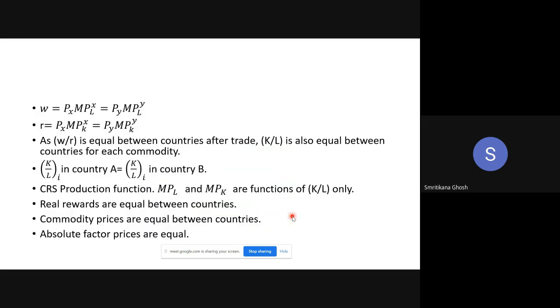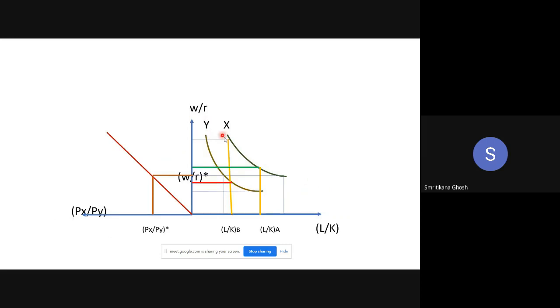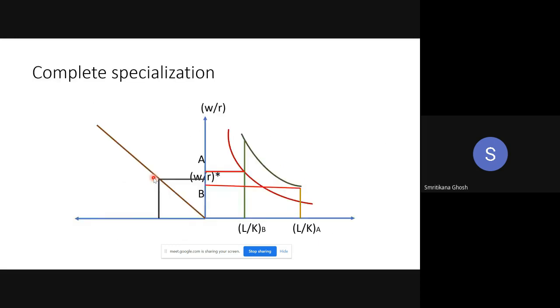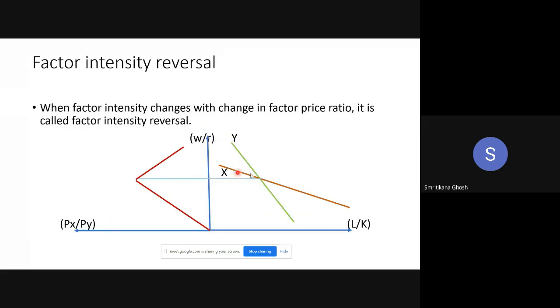Here, take any of this diagram. X is assumed as labor intensive, Y is assumed as capital intensive, and Px by Py and W by R are positively sloped. So here X is the brown one, which is labor intensive. Y is the green one, which is capital intensive. And for this range of intensity, Px by Py and W by R is positively sloped like before.